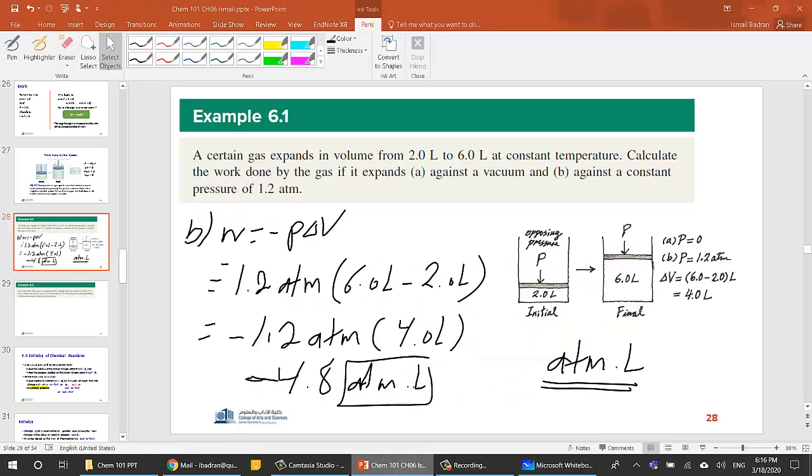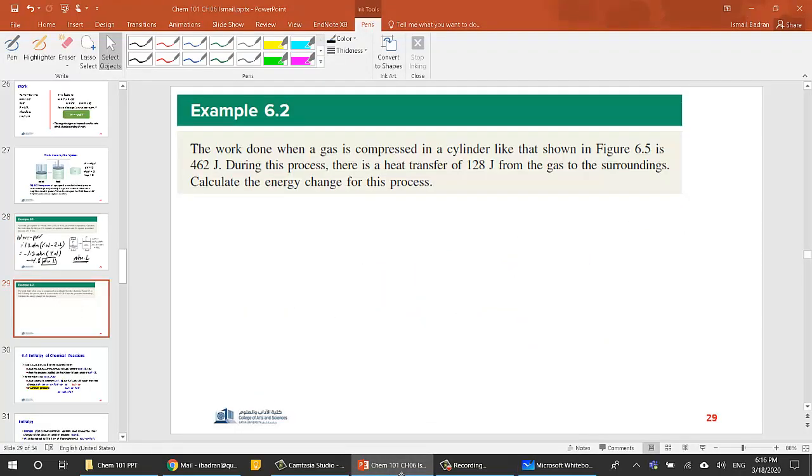The last question in this lecture is this question here. It says the work done when a gas is compressed in a cylinder, so we have a gas that is compressed, a compression, is 462. So this number here is given to you, 462 joules. So this is the work.